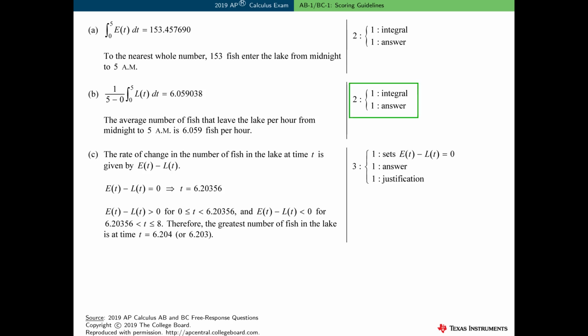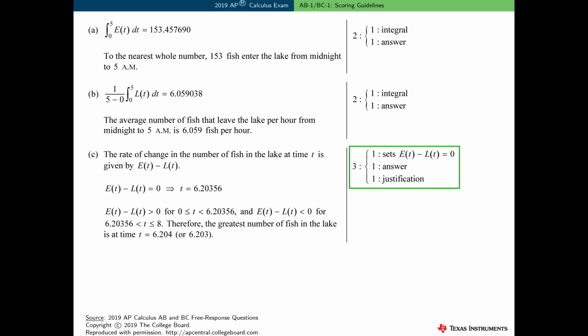Part B was also worth 2 points. The first point was for presenting the definite integral as part of the average value calculation. And the second point was for the answer, the average number of fish that leave the lake from midnight to 5 a.m. And this answer must be correct to 3 decimal places.